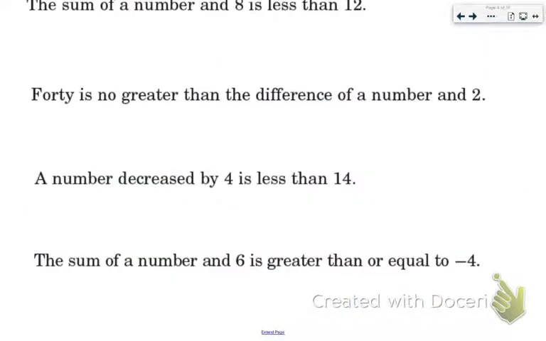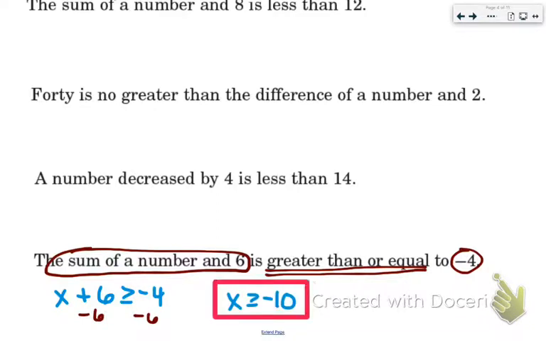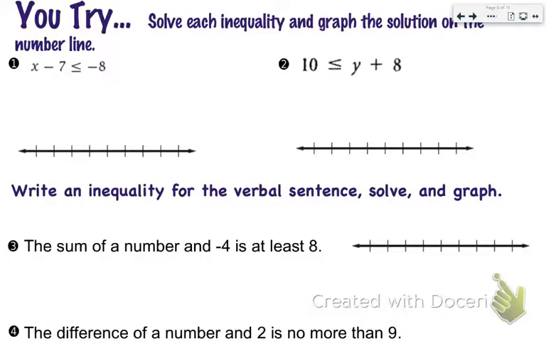I've got to erase what I've got because I ran out of room. The sum of a number and 6 is greater than or equal to negative 4. So again, we see that word sum again. So x plus 6 is greater than or equal to. So we need the greater than sign with the little line under it for the or equal to negative 4. Go ahead and solve and graph. So again, closed circle at negative 10, going to the right because it's all values greater. Go ahead and do the Try-Its, and that will wrap up this video.